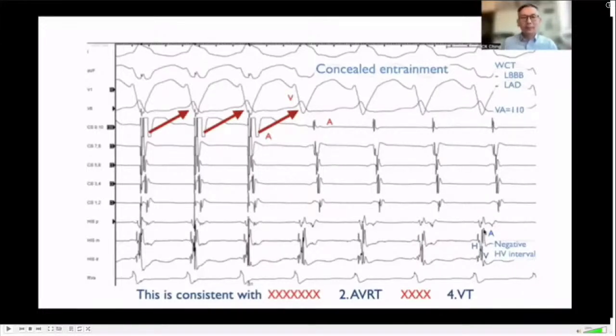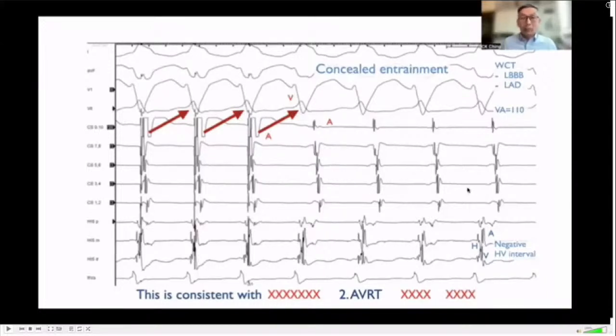Now, these features make a VT uncommon, because during atrial overdrive pacing, when the impulses travel down the AV nodal His-Purkinje area to depolarize the ventricle during VT, you expect fusion beats or even capture beats. This shows perfect concealed entrainment, with morphology identical during atrial overdrive pacing and during wide complex tachycardia.